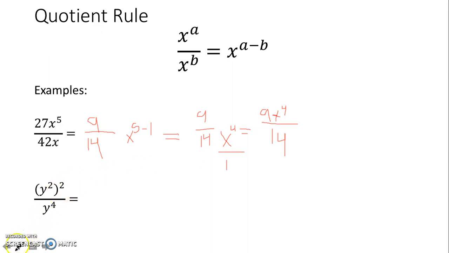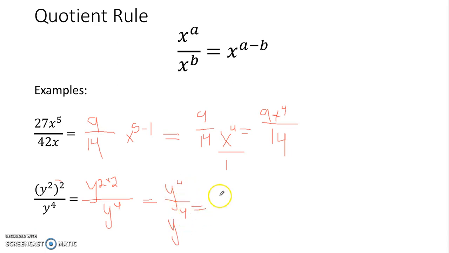Our next one is y to the 2nd power over y to the 4th. And so there's our power rule. We have to multiply y to the 2nd times 2 all over y to the 4th. So y to the 2nd times 2 is y to the 4th, divided by y to the 4th. And that equals 1, because y to the 4th over y to the 4th equals 1.